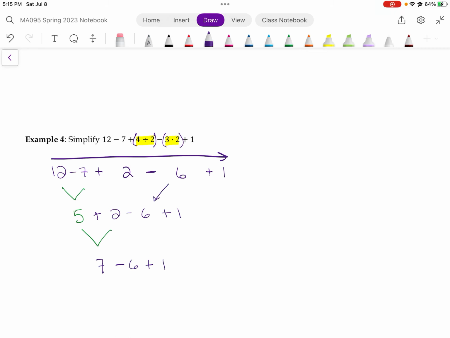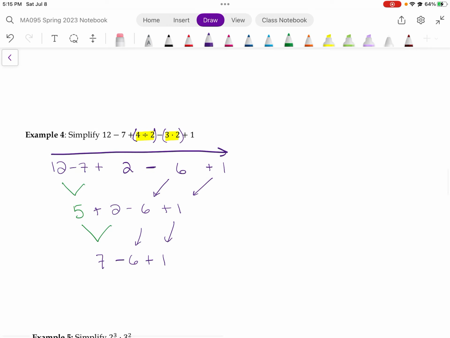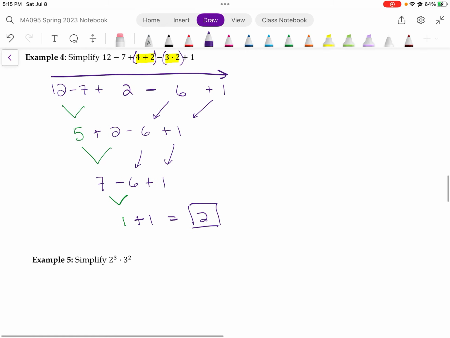Okay, notice I'm just carrying these down, right, like that. All right, now we've got 7 minus 6 is going to give us 1. 7 minus 6 is 1 plus 1, that is 2. So the answer should be 2. I see all sorts of answers on these. There's lots of ways to make mistakes. So you just have to use PEMDAS or GEMS and do it in the correct order.